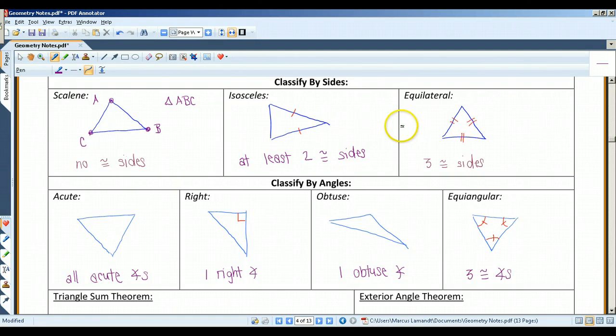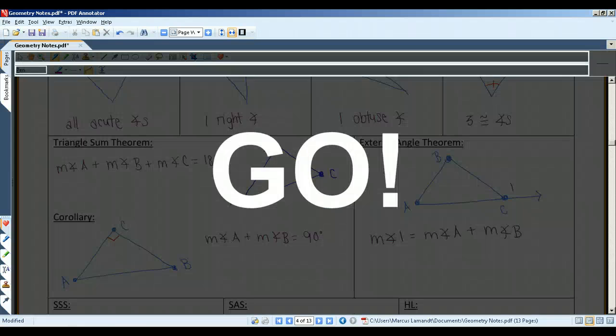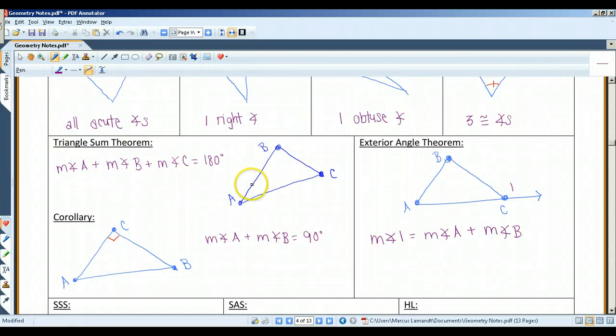Also, it is important to notice that an equilateral triangle is also isosceles, and an equiangular triangle is also acute. Alright, the angles inside the triangle are called interior angles. The angles outside a triangle, like when you extend this line here, this angle, this is an exterior angle.